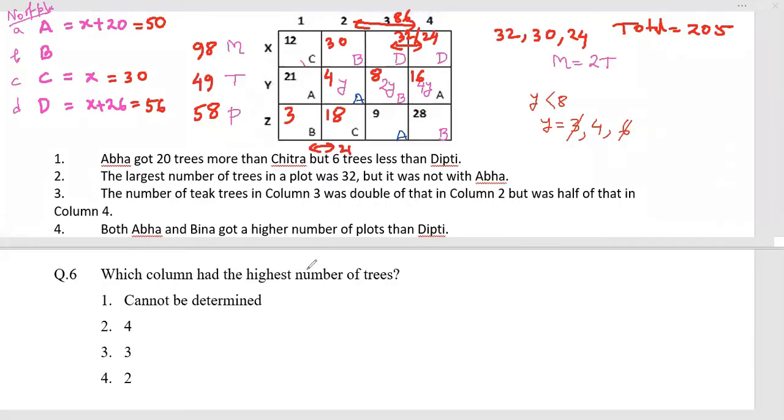Now the last question, which column had the highest number of trees? Now we can see that 32 and 24 can alter. But whatever it is, if it is 24 also, then 24 plus 16, 40 plus 28, that means 68 will be higher than these numbers because it is coming as 49. So basically our answer would be the last column, column number 4, fourth column. So option 2 would be the answer in this case.